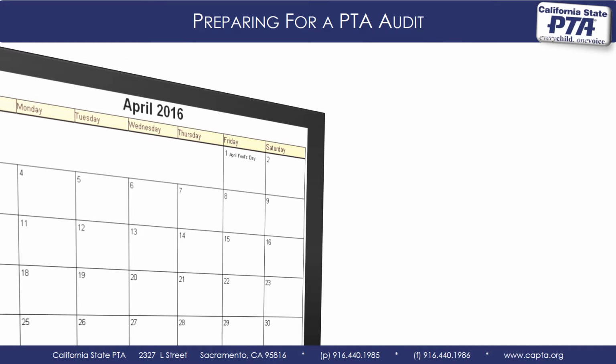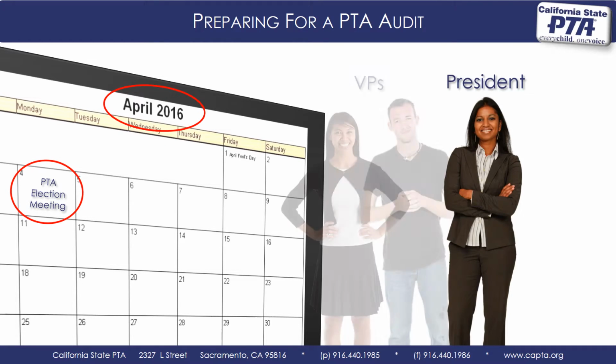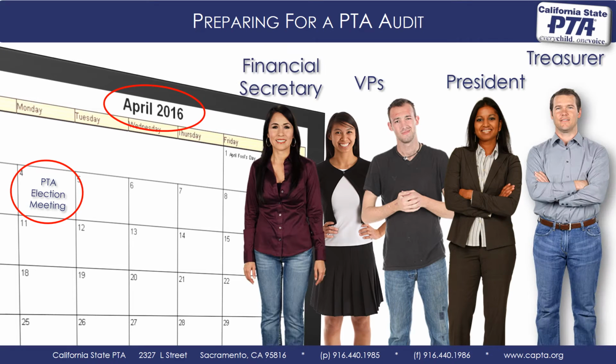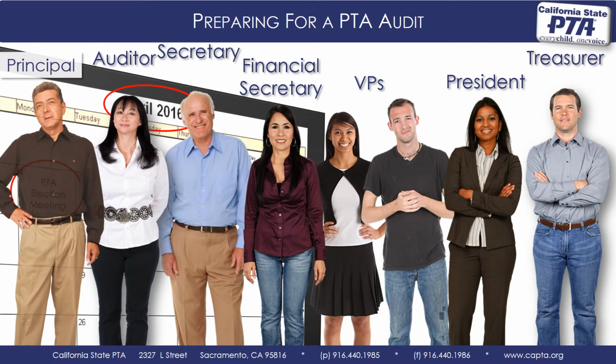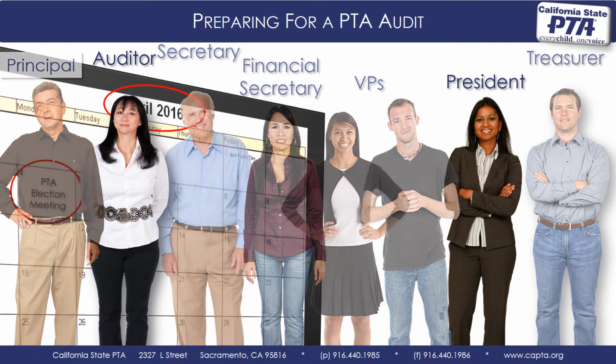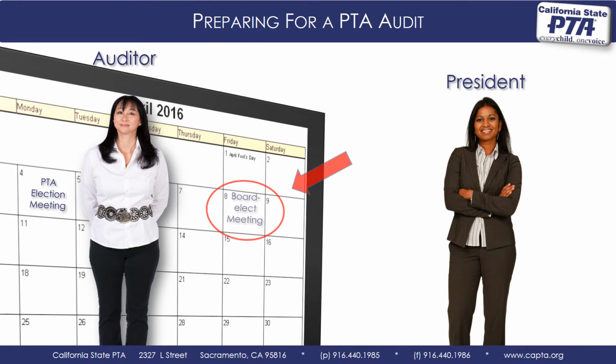Preparation for a PTA audit begins in March or April, closely following the election of new PTA officers. PTA officers and board members are legally responsible for the care of PTA finances. Best practice is for the president-elect to call a meeting of the board-elect.